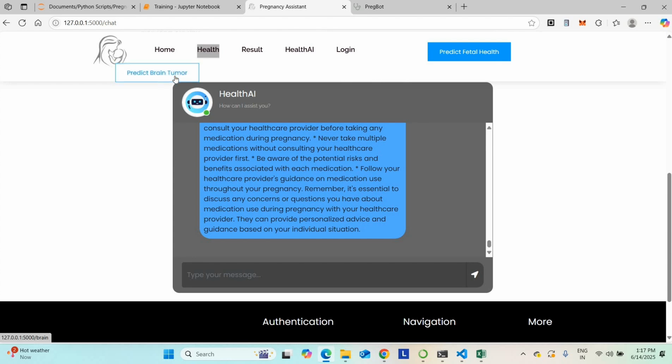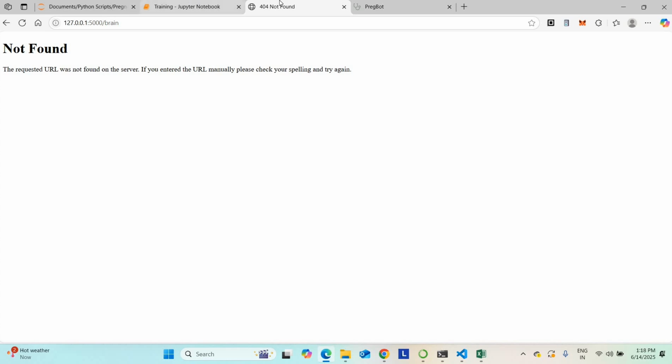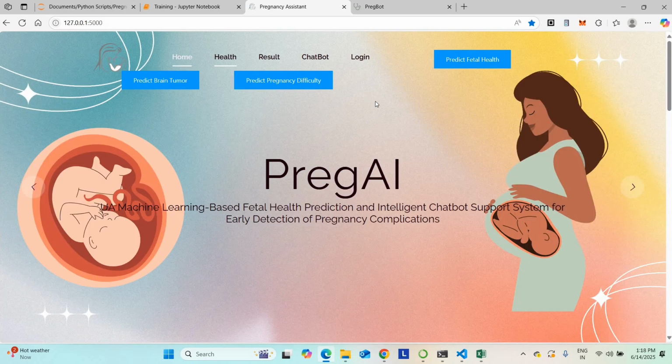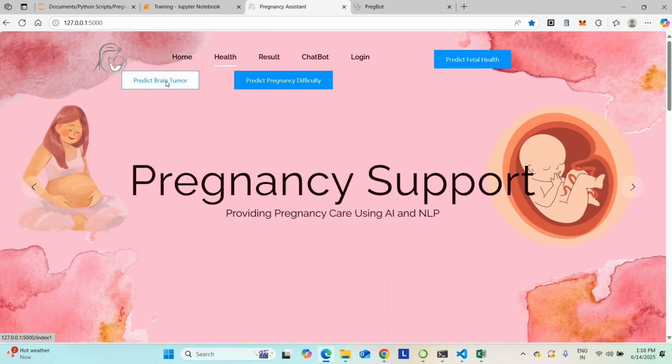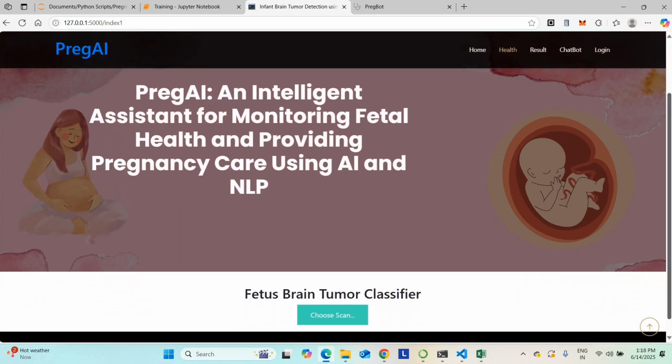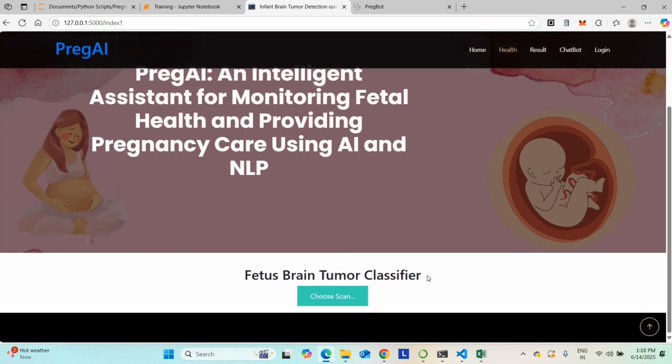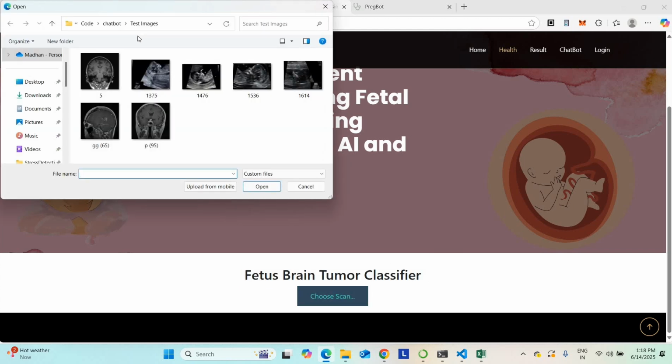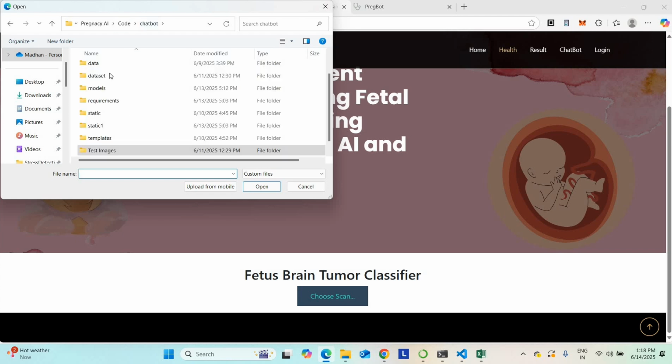It's a real-time chatbot using NLP and a large language model. Now I'm going to the fetal brain tumor detection part. I'm clicking here, predict brain tumor. Once I click brain tumor, you can check here, the fetal brain tumor classifier. Choose scan.